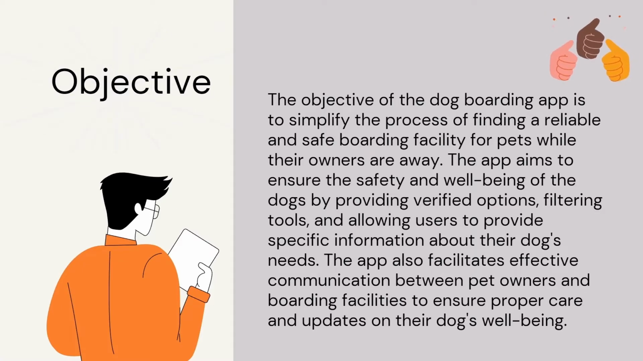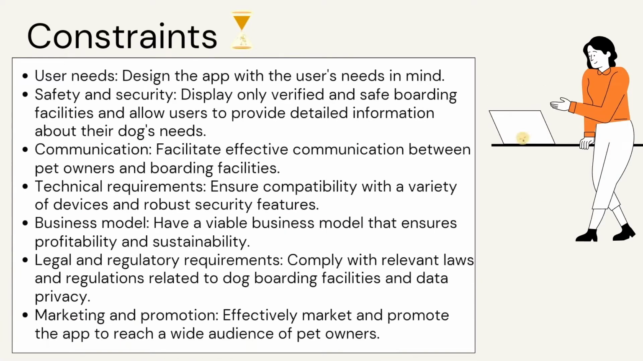You might ask me, what's my objective though? The objective of my dog boarding app is to simplify the process of finding a reliable and safe boarding facility for pets while their owners are away. My app aims to ensure the safety and well-being of the dogs by providing verified options, filtering tools, and allowing users to provide specific information about their dog's needs and care. The app also facilitates effective communication between pet owners and boarding facilities to ensure proper care and updates on the dog's well-being.